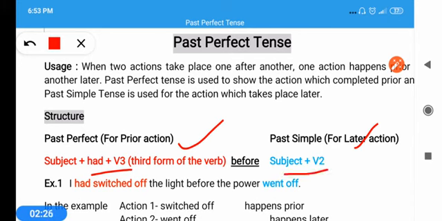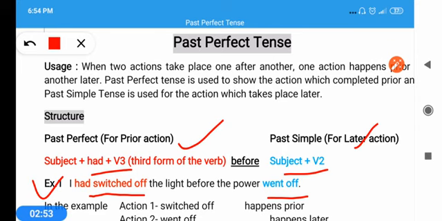Take an example here. I had switched off the light before the power went off. So two actions are happening: one, switching off the light, and two, the power going off. Which one happened first? Did I switch off first or did the light go first? So here it is said that I had switched off the light before the power went off.